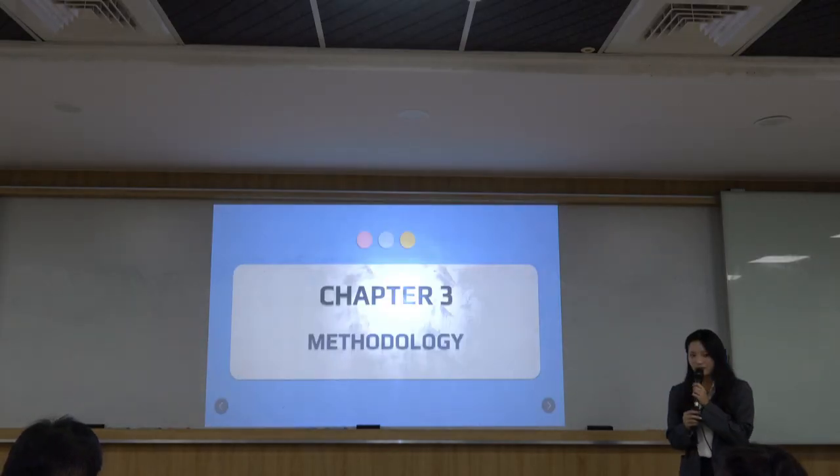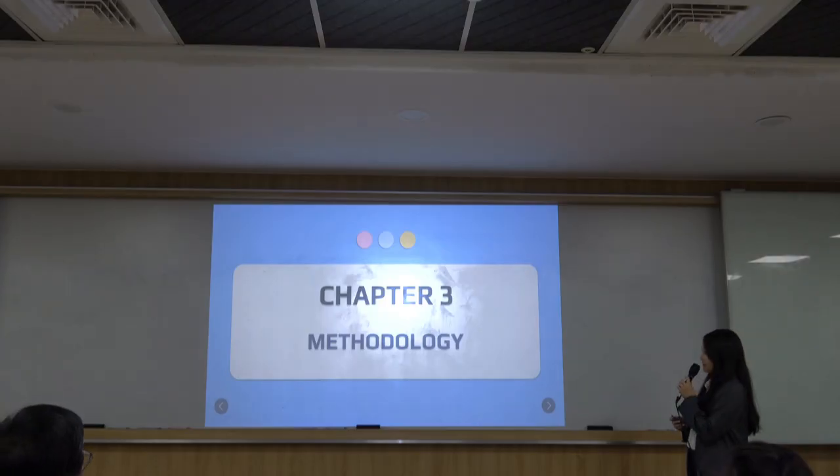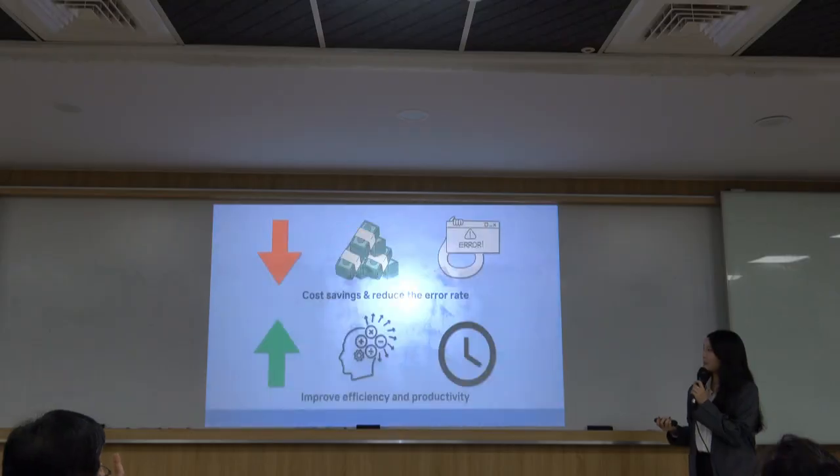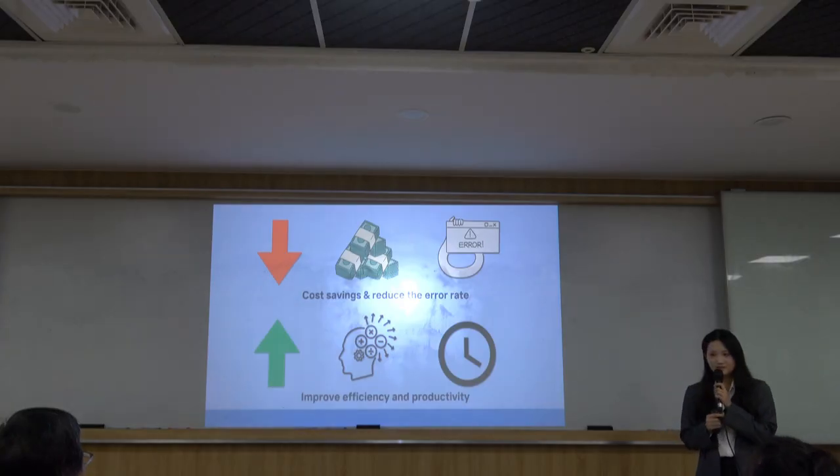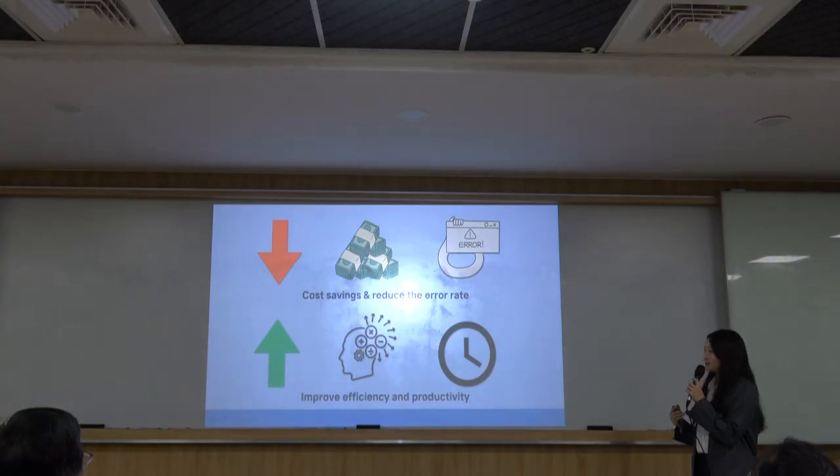Moving on to Chapter 3, this part focuses on the advantages of RPA and how it can be applied in projects. The two key strengths are efficiency and cost savings. RPA bots can run non-stop and process large amounts of data within seconds, which means companies can save on labor costs while improving productivity and accuracy at the same time.